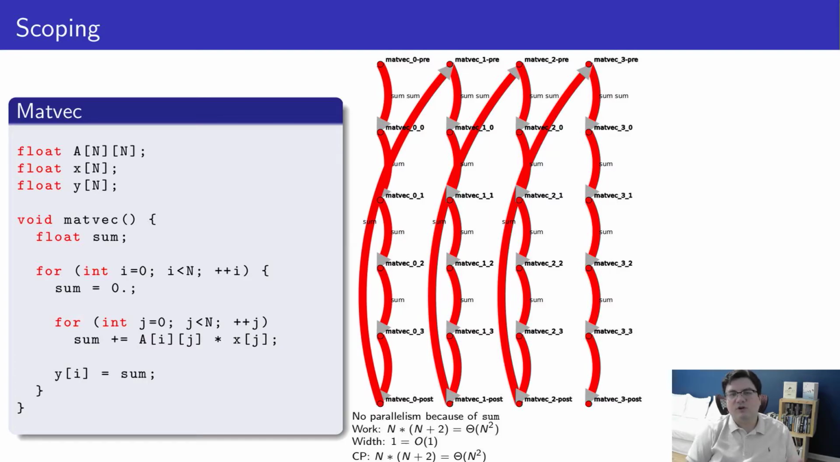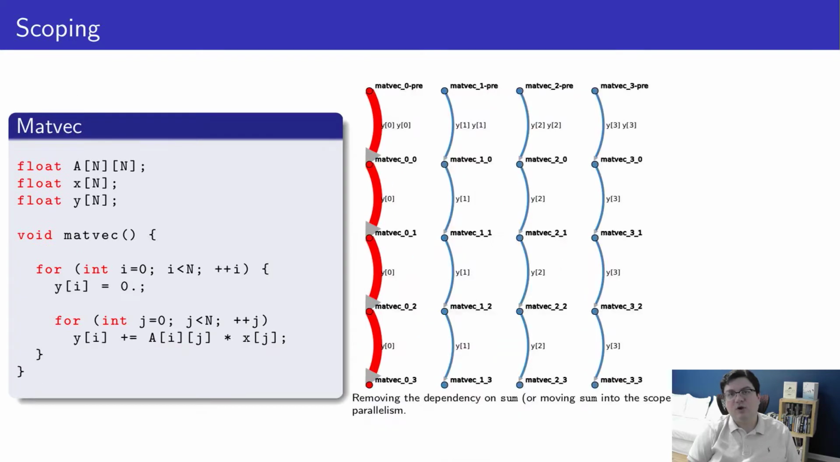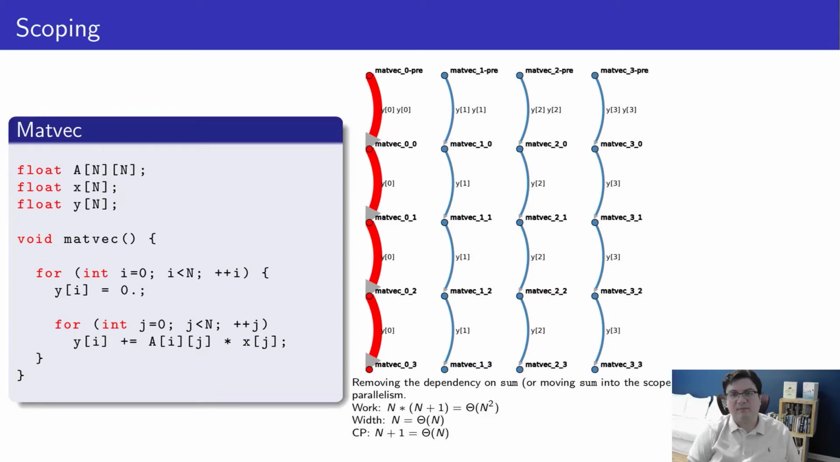A simple solution is to remove the dependency to the sum variable, either by bringing it to the scope of the i loop, or by getting rid of it by writing directly on y[i]. This causes the graph to become more parallel as it is now a collection of chains. The work remains in Θ(n²), but the critical path is now in Θ(n).